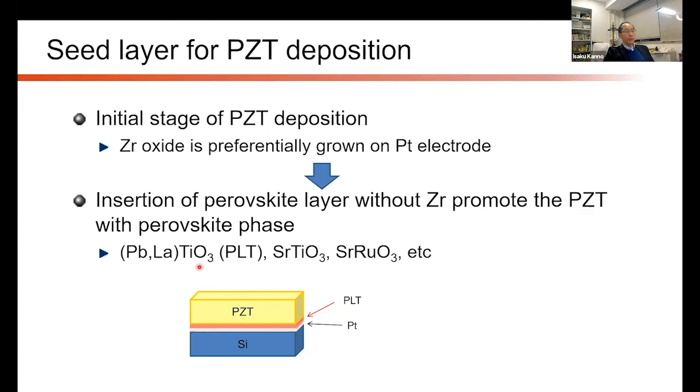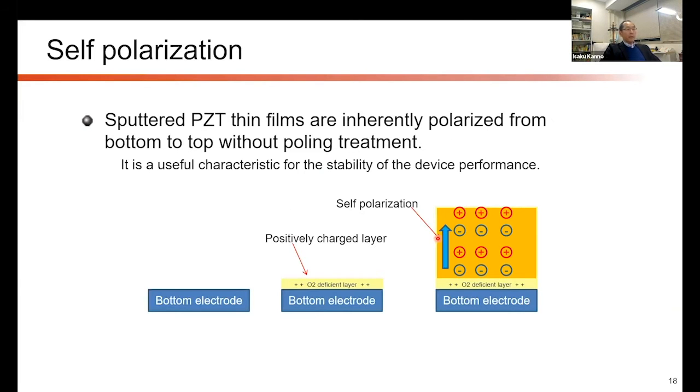It's very useful and easy to prepare. Strontium titanate and strontium ruthenium oxide are also effective as a seed layer to promote PZT thin films with the perovskite phase. The second characteristic of sputtered PZT thin films is the self-polarization from the bottom to the top. The detailed mechanism is still unclear, but I think that the oxygen deficient layer, which has positively charged vacancies, is a trigger for the self-polarization.